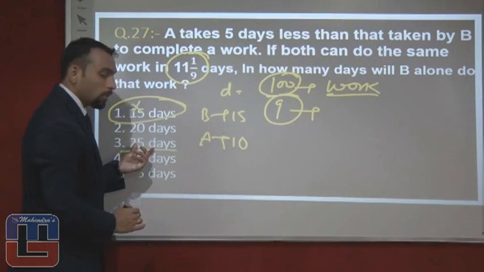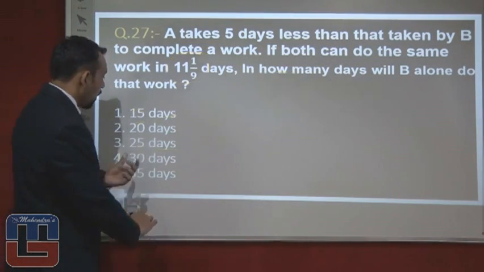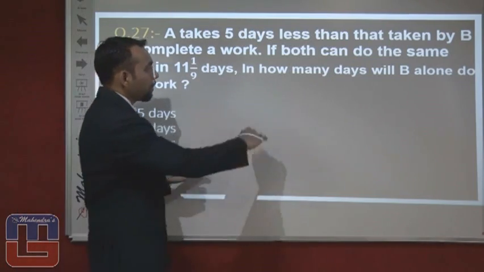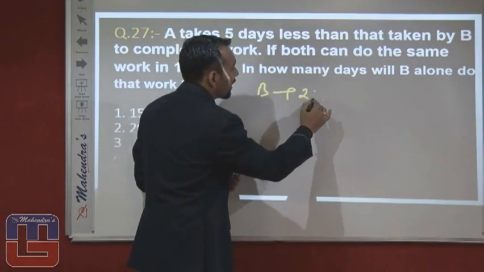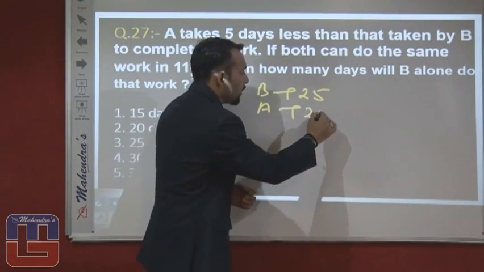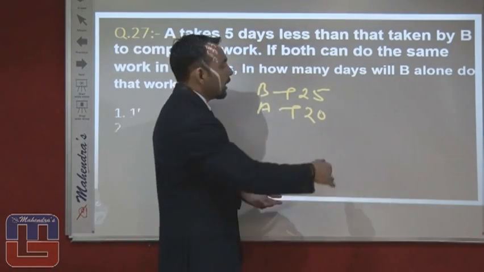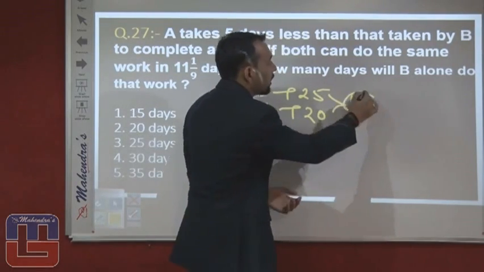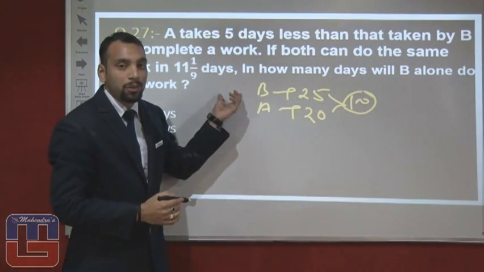Now see this one, 25. If you pick this option 25, if B is doing the whole work in 25 days, so A will complete the same work in 20 days, and if you take the LCM, you will get 100, which is equal to our work, right?